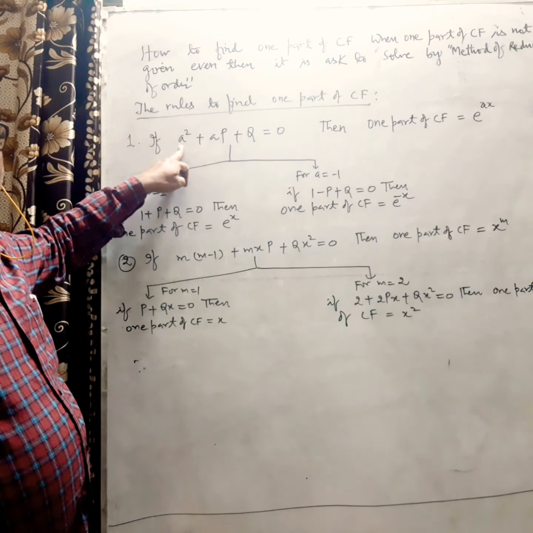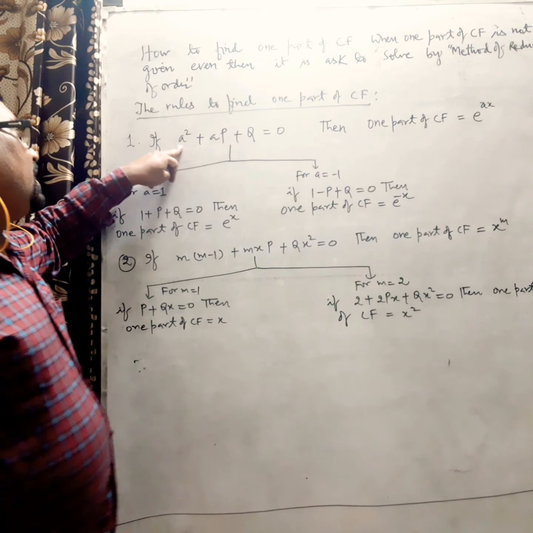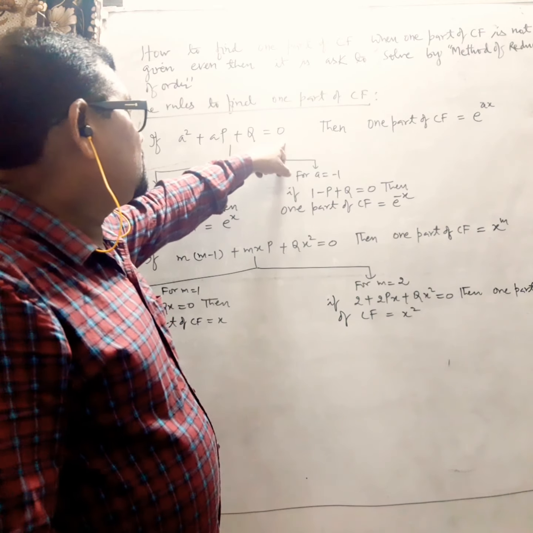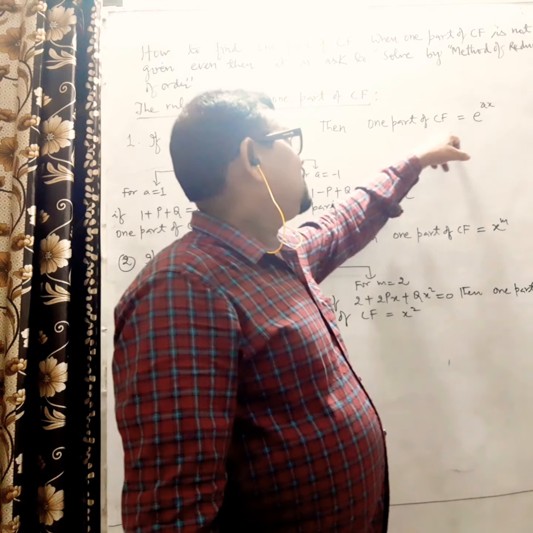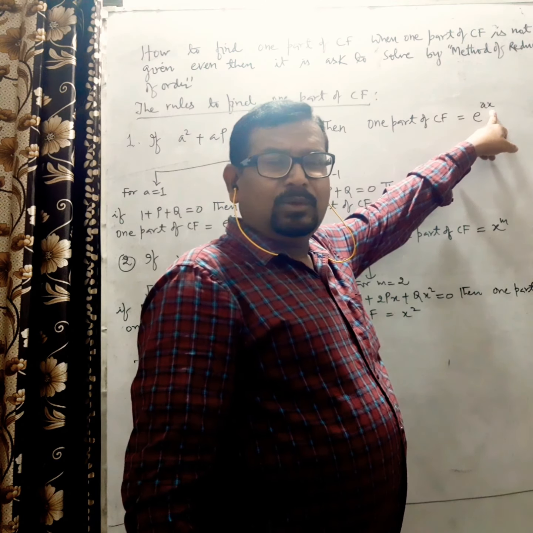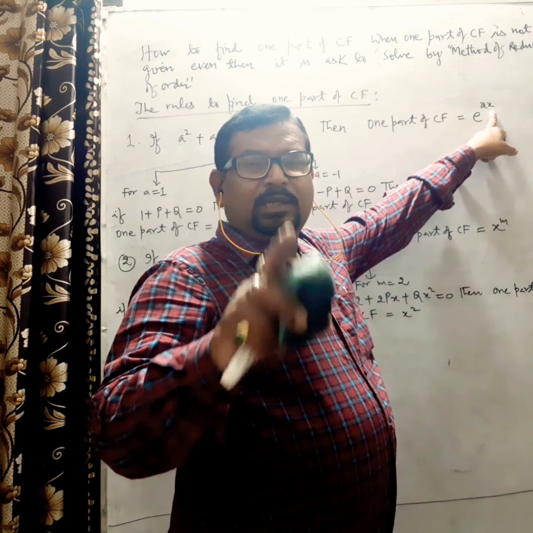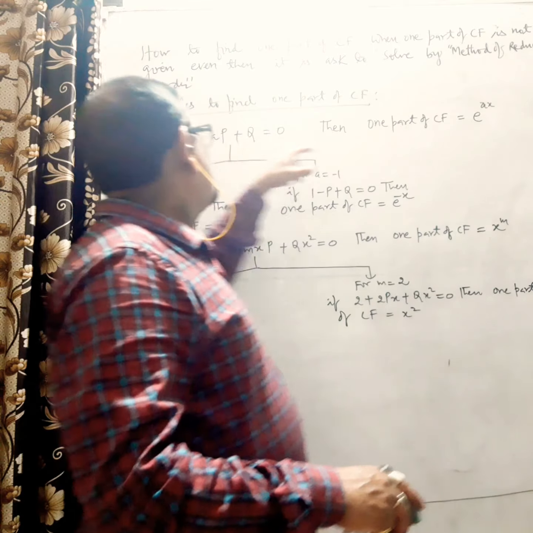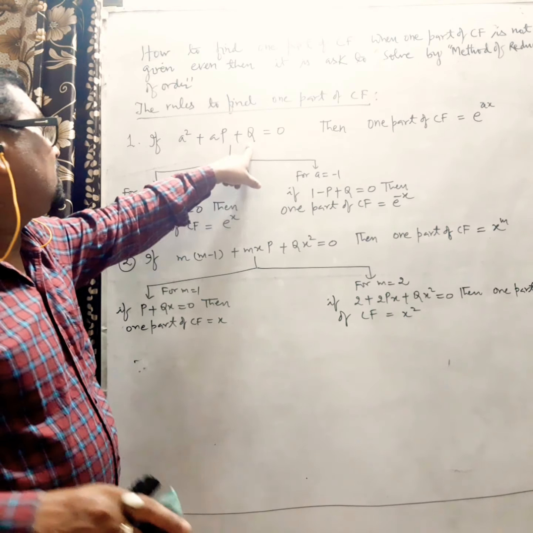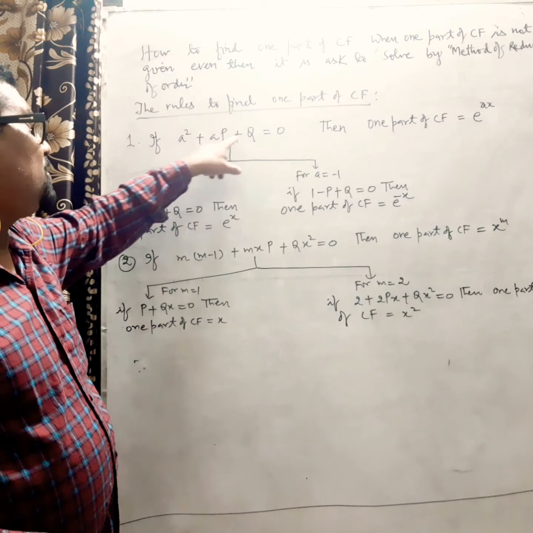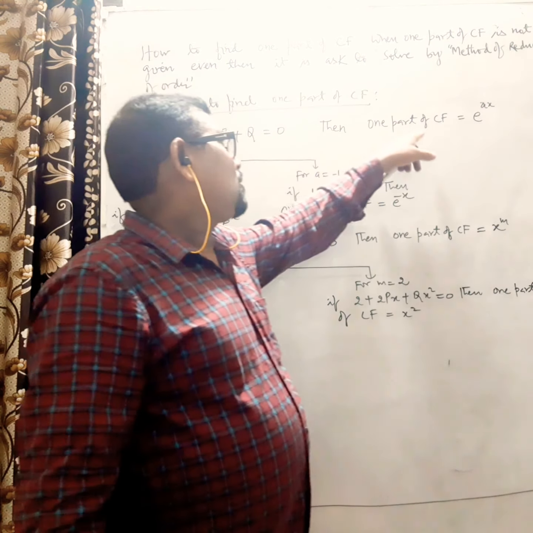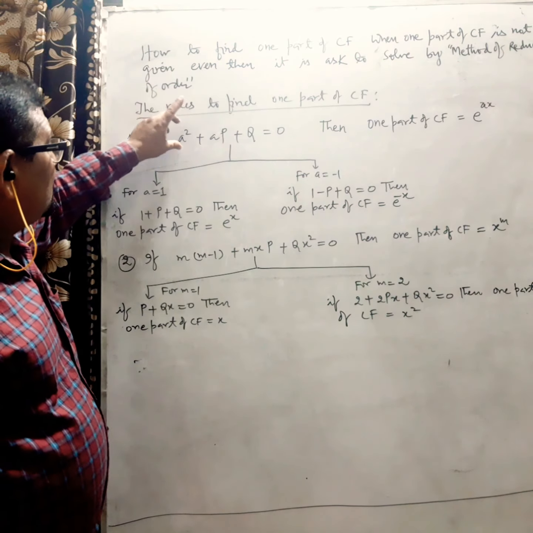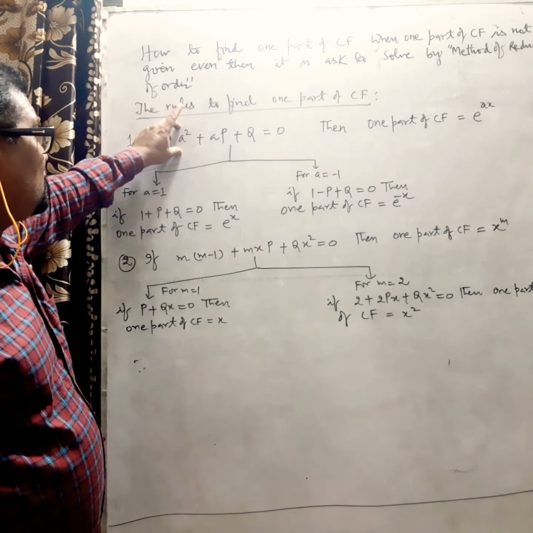Rule 1: a may be any number, and if a square plus a into p plus q equals 0, in that situation, we can get one part of CF as e to the power ax. You know, p is taken from the linear differential equation of second order, and q is also taken from the linear differential equation of second order. If a square plus a into p plus q equals 0, then one part of the complementary function is e to the power ax. And this rule 1 gives rise to other rules.